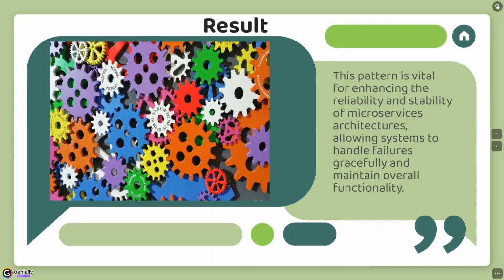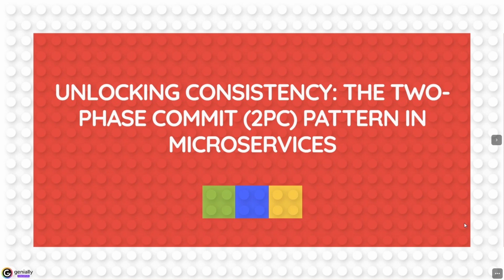So, by implementing the circuit breaker pattern, systems can avoid excessive strain on failing components, improve resilience, and ensure that faults are isolated and managed effectively. This pattern is vital for enhancing the reliability and stability of microservices architectures, allowing systems to handle failures gracefully and maintain overall functionality. In this video, we are going to learn two-phase commit pattern in microservices.